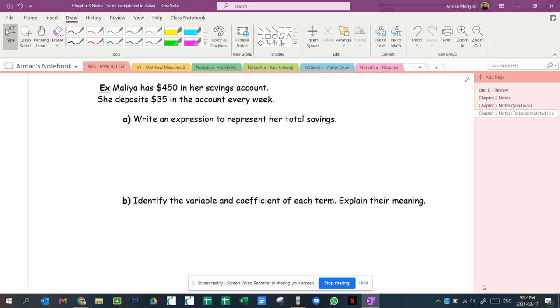All right. What I was trying to say is this example fantastically demonstrates how useful variables can be. And I'll show you that in just a sec. So let's say let X represent the number of weeks that have passed.